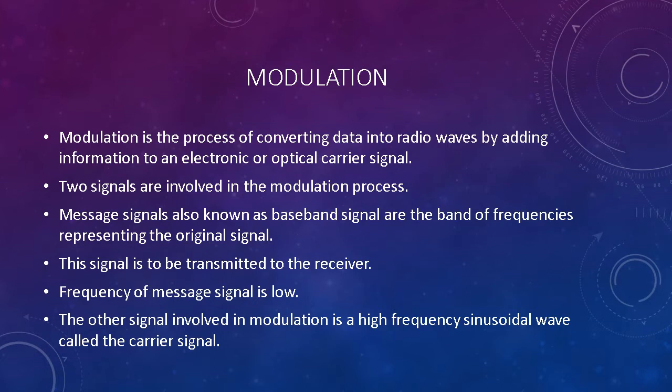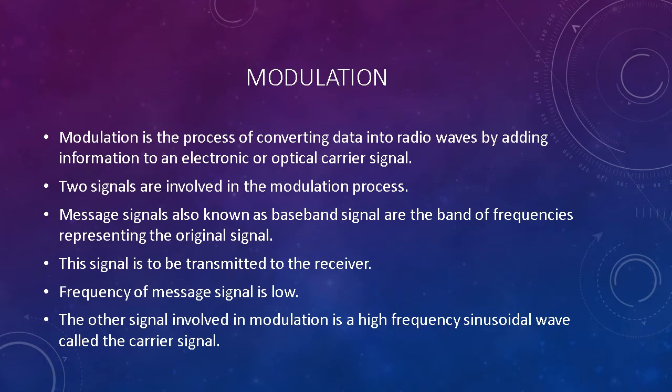Let us see what is modulation. Modulation is the process of converting data into radio wave by adding information to an electronic or optical carrier signal. Just like a stone wrapped in a paper, where if we throw, it goes to a longer distance as compared to a paper that is thrown alone. Just like that, modulation is something which is added, which converts the data into radio waves.